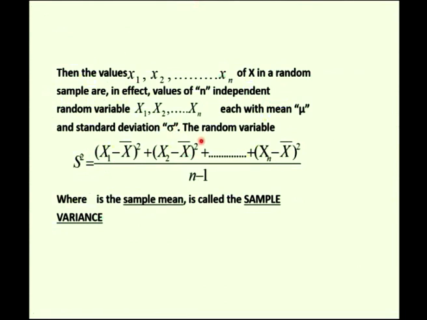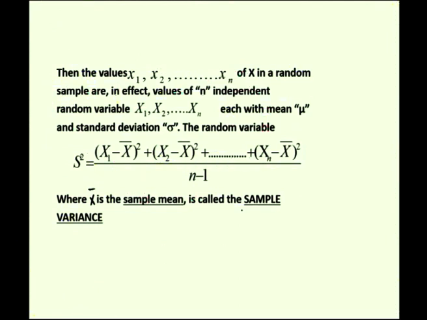Now, the random variable capital S square is equal to summation xi minus x bar whole square divided by n minus 1, where x bar is the sample mean. This particular capital S square is called the sample variance.